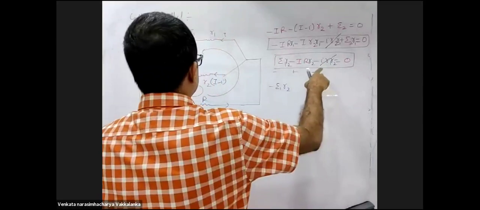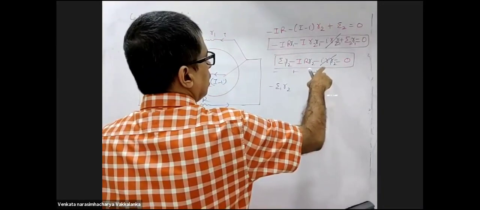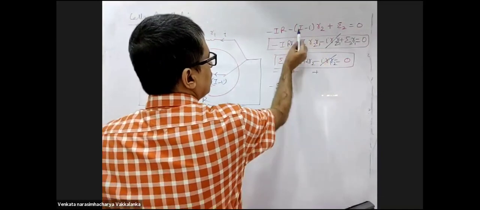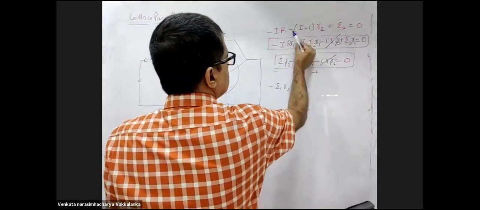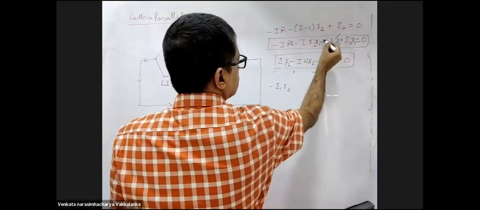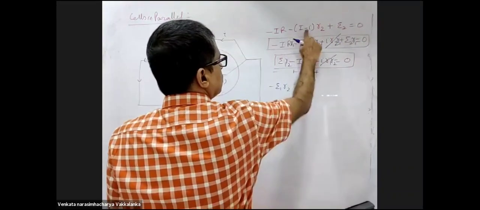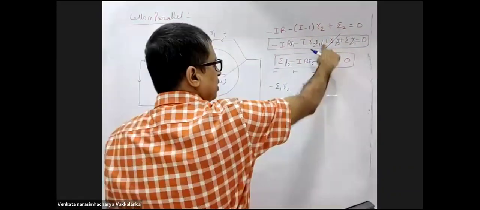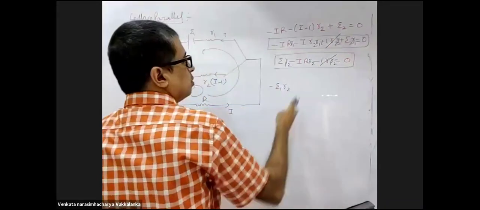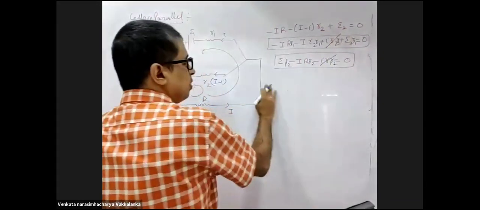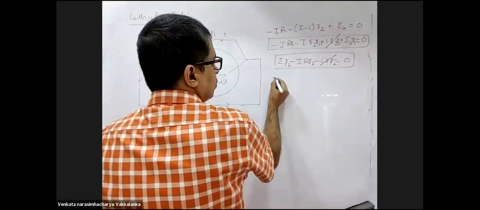Did I do it correctly? I committed a mistake here. Have a look at it. This was minus of minus plus IR. Minus of minus is plus. Do you agree with that? Yes, sir. So now I added both the equations. They both will get cancelled.